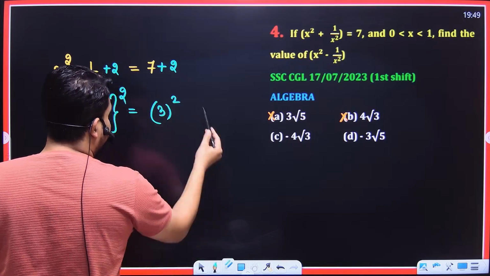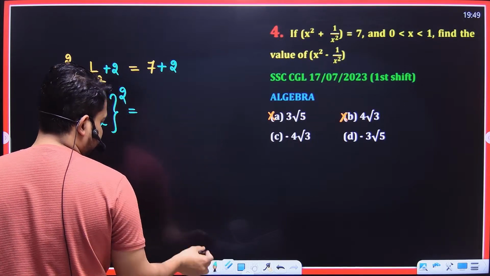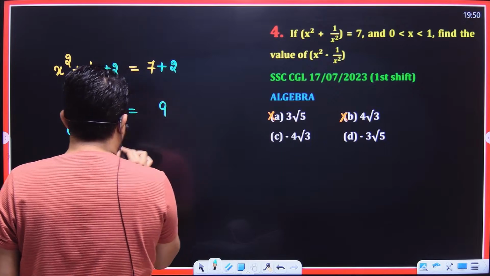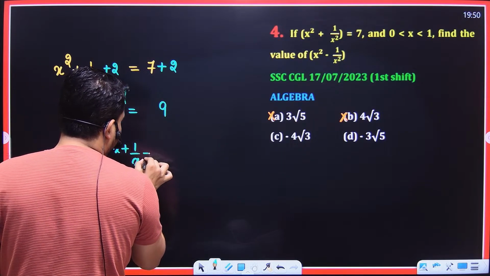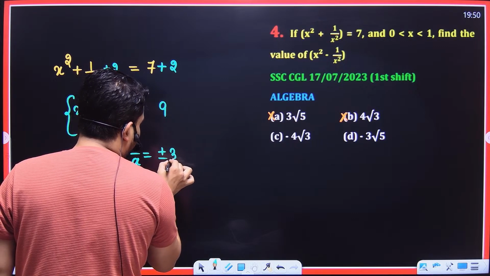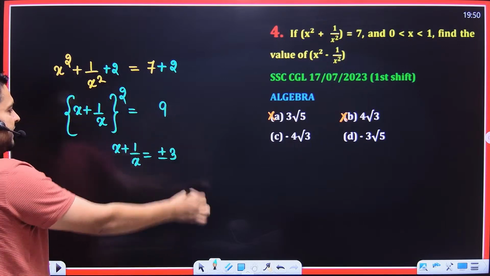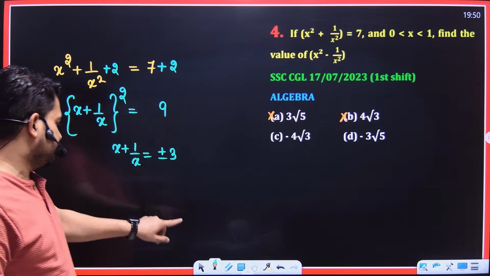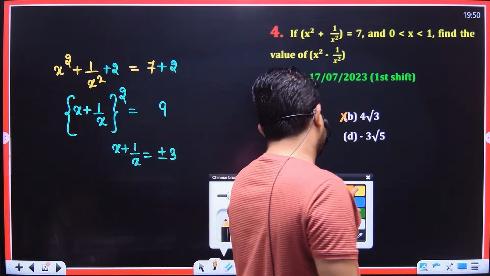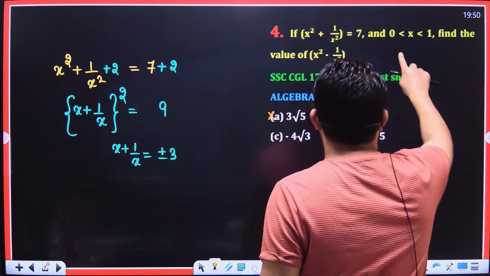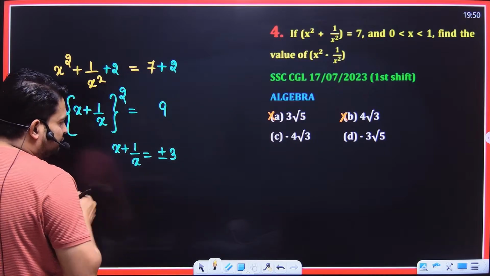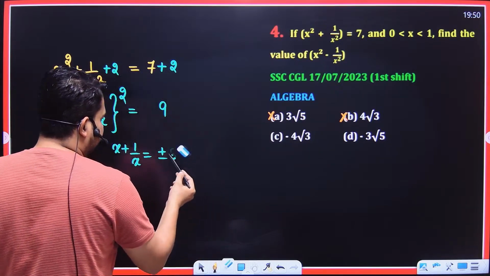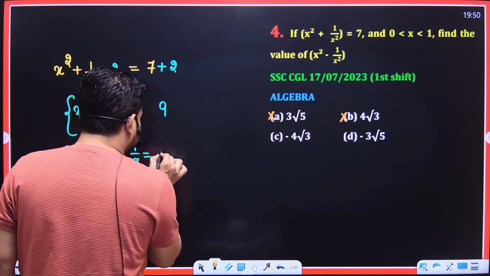What I have are two values of x plus 1 upon x. This one is 9. So x plus 1 upon x is equal to plus minus 3, because minus 3 whole square is also 9 and 3 whole square is also 9. So this one is my value. But the value of x is given: x has a positive value, so positive plus positive is positive. So I cannot take minus 3 as my value. So x plus 1 upon x is equal to 3.